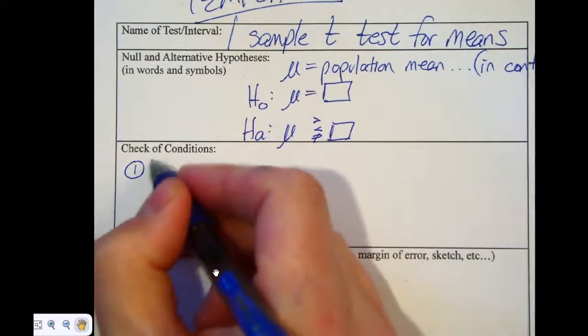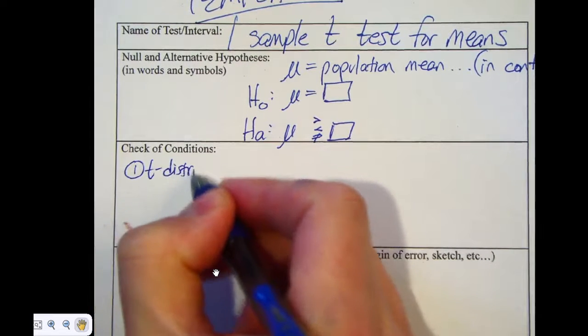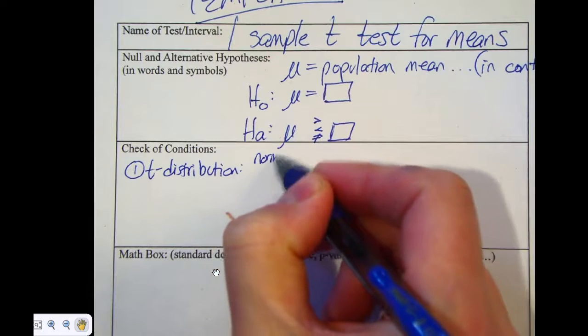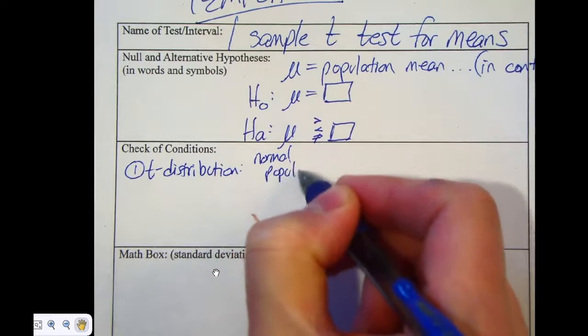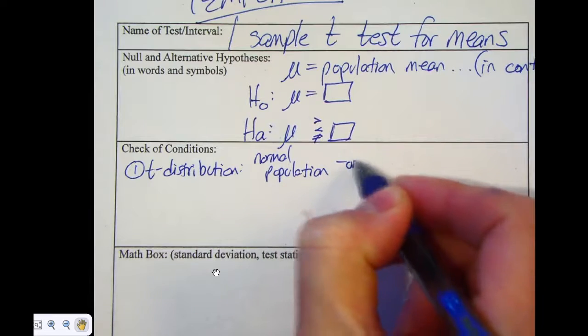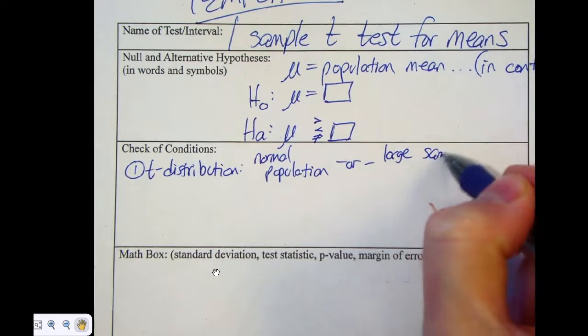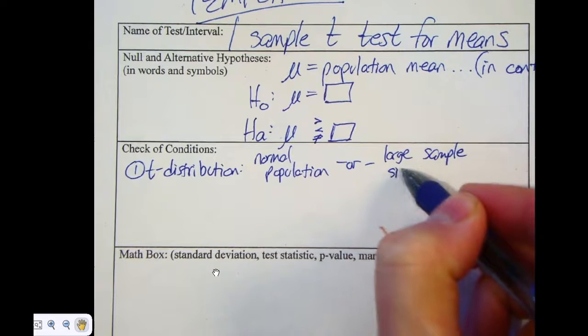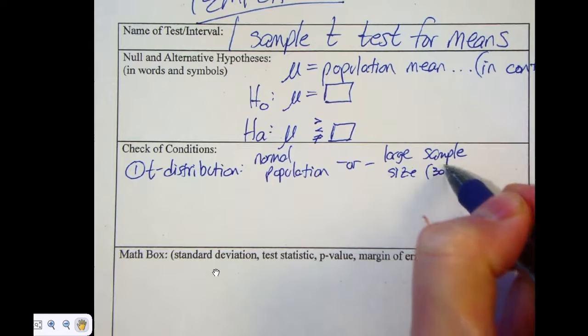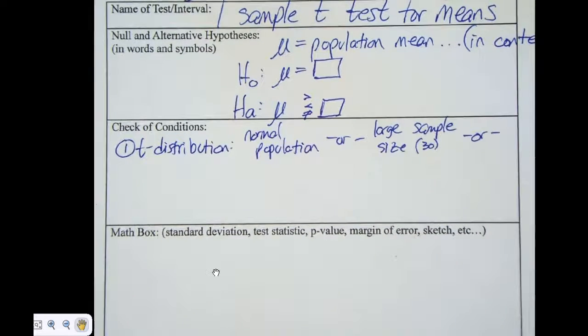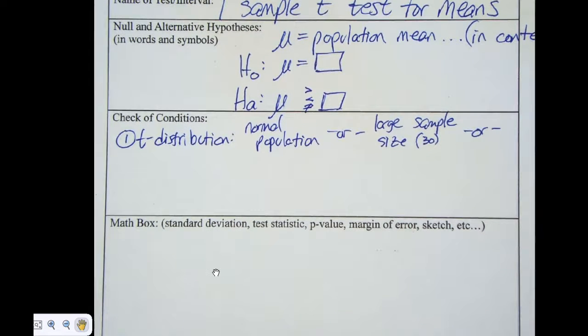Your conditions. For a t distribution, you need one of the 3 things. A normal population, or a large sample size, and the cutoff, there's no real reason for this, the cutoff the AP test came up with was 30. It's not like anything magical happens at 30, they just kind of needed a number. So anything over 30 is considered a large sample.